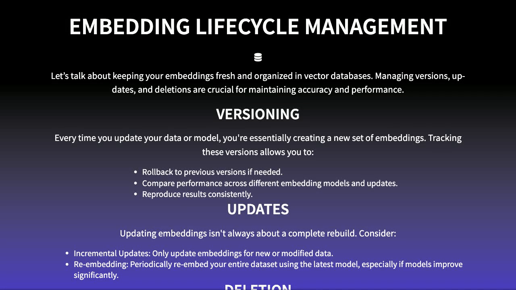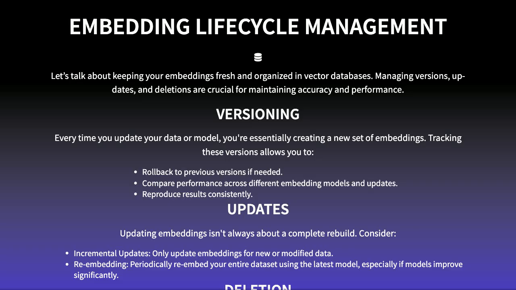Okay, let's dive into how we manage our embeddings in vector databases. It's not just about adding new stuff, it's about keeping everything organized and accurate. Versioning is key. Think of it like saving different drafts of your data. When you update your model or your source data, you're creating a new set of embeddings. Tracking these versions lets you go back if something goes wrong, compare how different models perform, and make sure you can always reproduce your results.